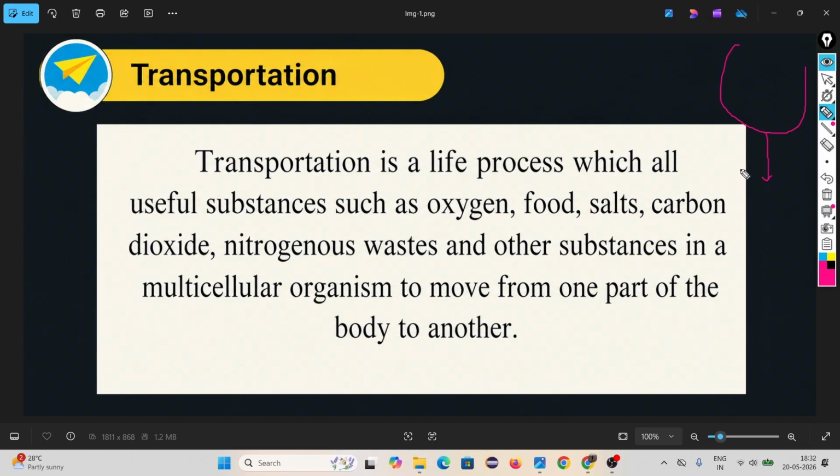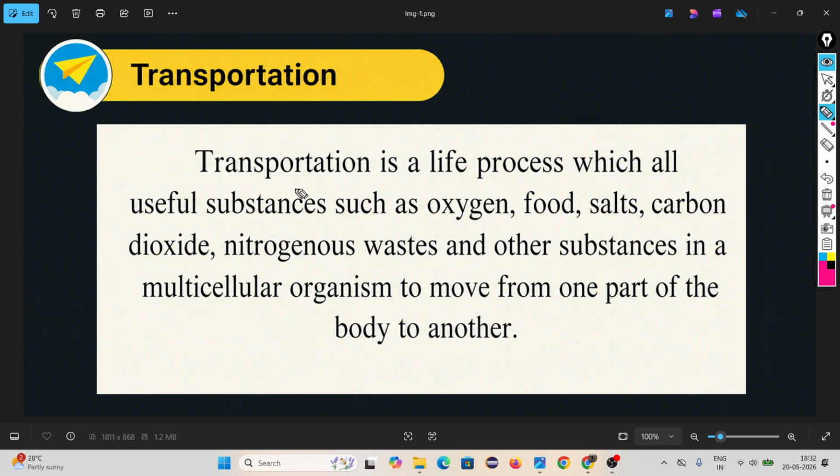No, final site of digestion. Small intestine. The small intestine is the final site of digestion. From the small intestine to every cell. Suppose it is our leg. How does this food particle, this food coming from the small intestine, reach the cell which is available in a leg? By one process called transportation.